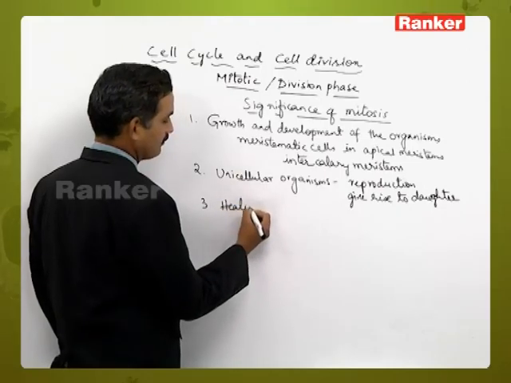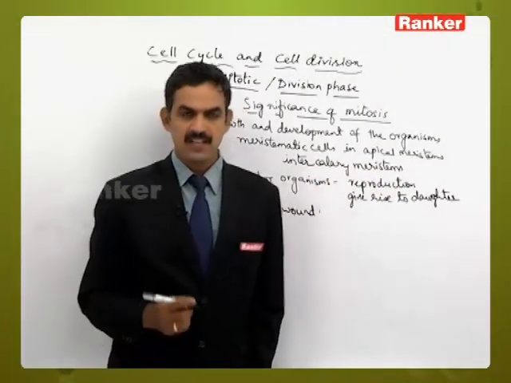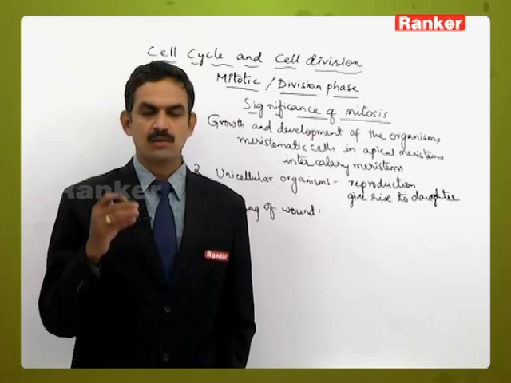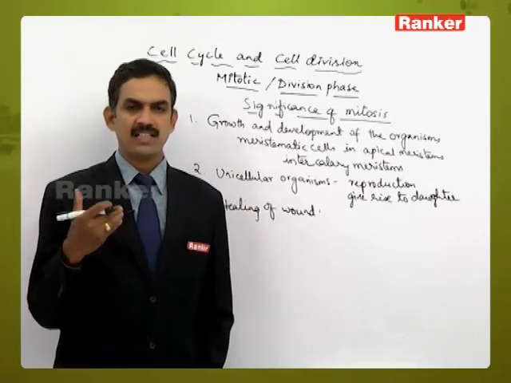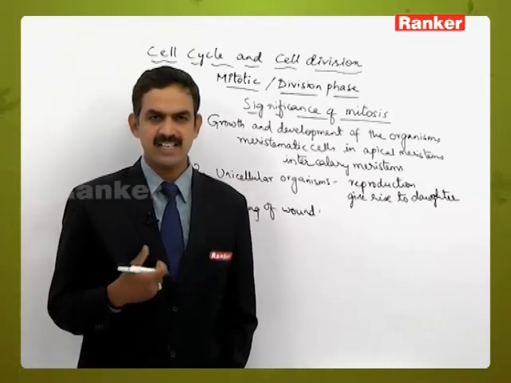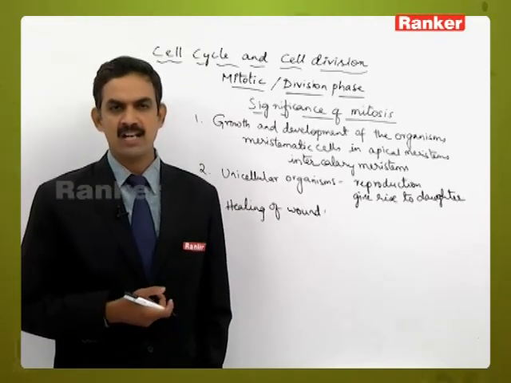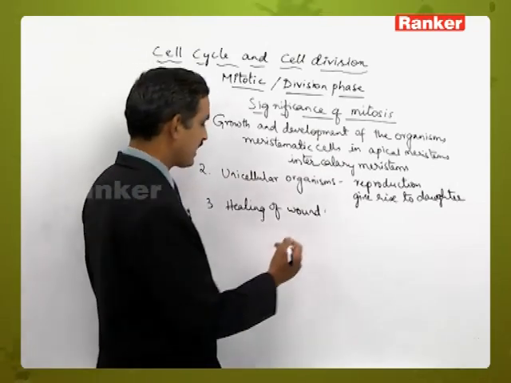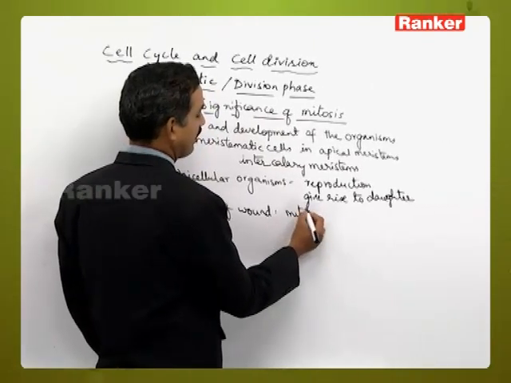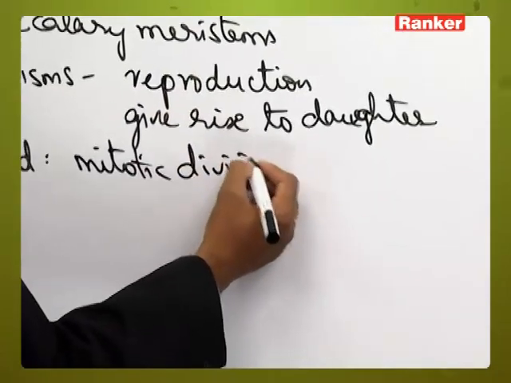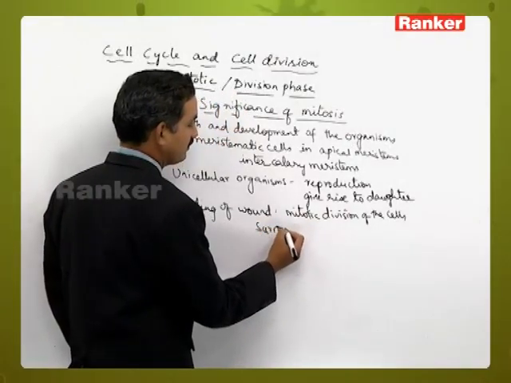Third one, healing of wound. Generally, if any part of the plant body has been injured, the cells become dead. The surrounding cells present around the wound regain the ability of division and start dividing and redividing. Regaining the ability of division is called the de-differentiation process. So by mitotic division only, the healing of the wound takes place, through mitotic division of the cells surrounding the wound.